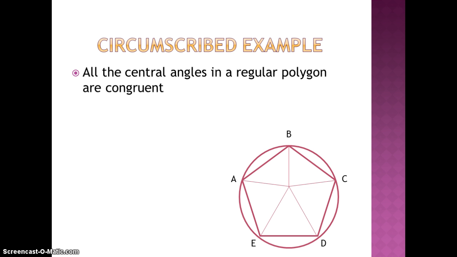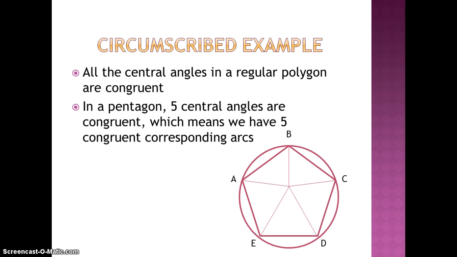All the central angles in a regular polygon are congruent. So in a pentagon, 5 central angles are congruent, which means we have 5 congruent corresponding arcs. Therefore, we'll have 360 degrees divided by 5, because we have 5 arcs, equals 72 degrees. So each arc is 72 degrees.